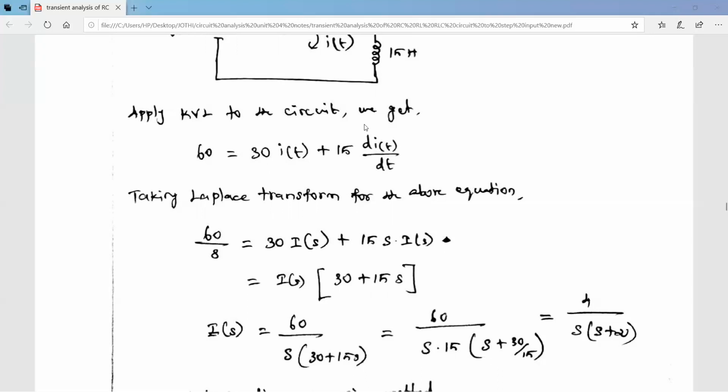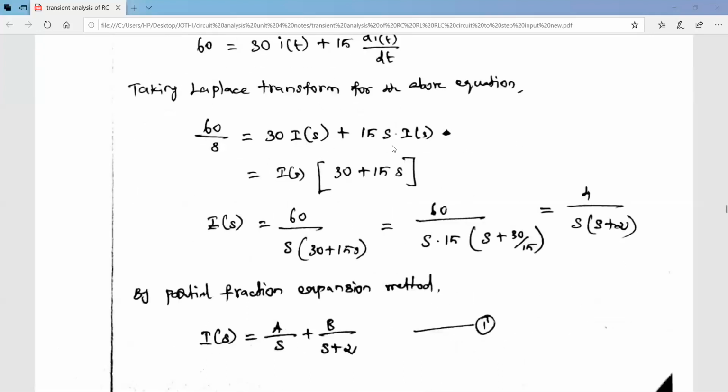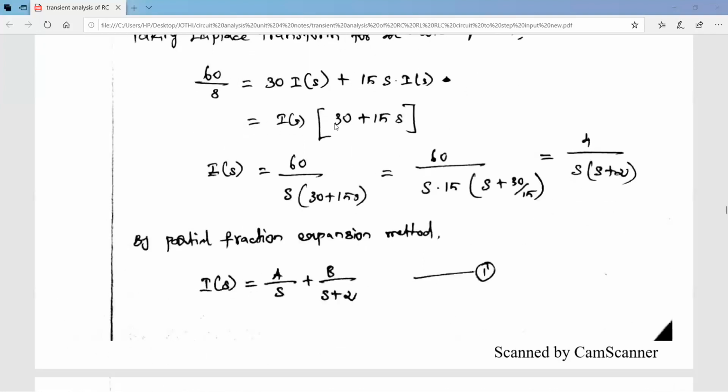Okay, if you are differentiating 2 times, it means s squared into I of s. If you are differentiating 1 time, it means s into I of s. In this equation, the left side term has I of s as a common factor, so you take I of s as common, but we have to write 30 plus 15 into s. So from this, what is our aim? Our aim is to find this I of t.